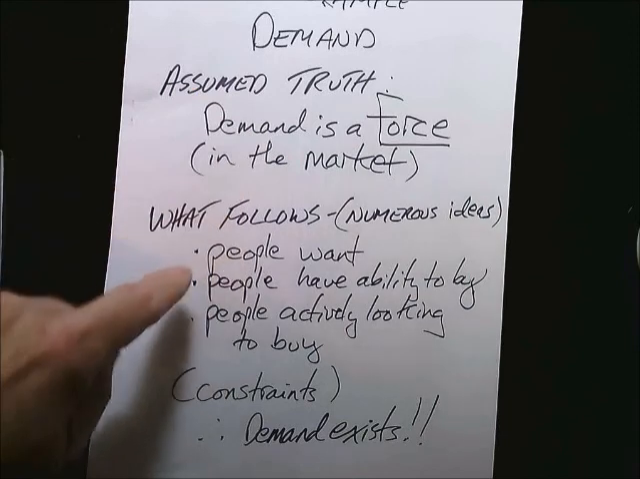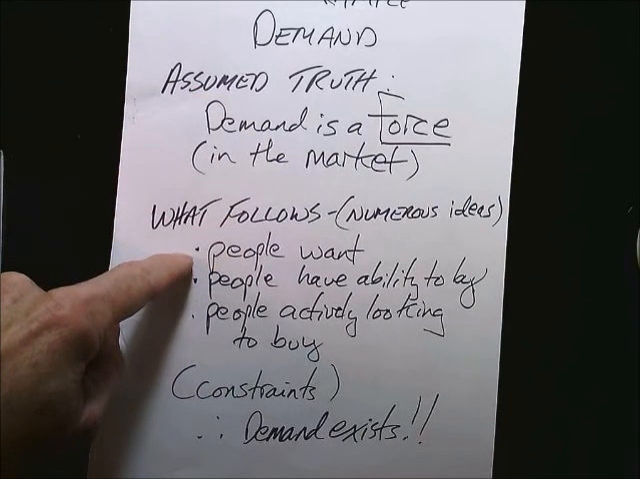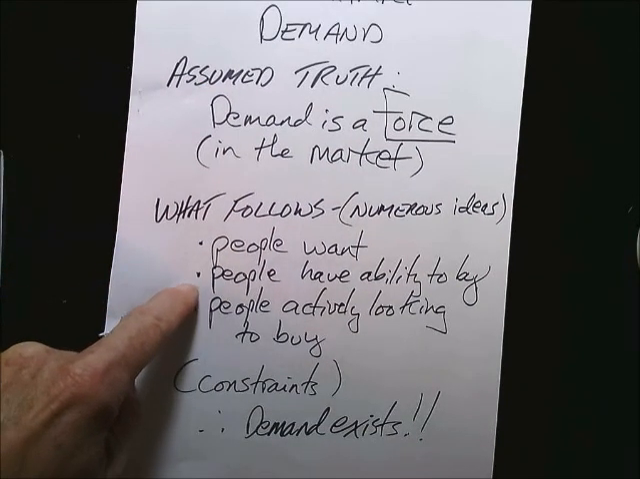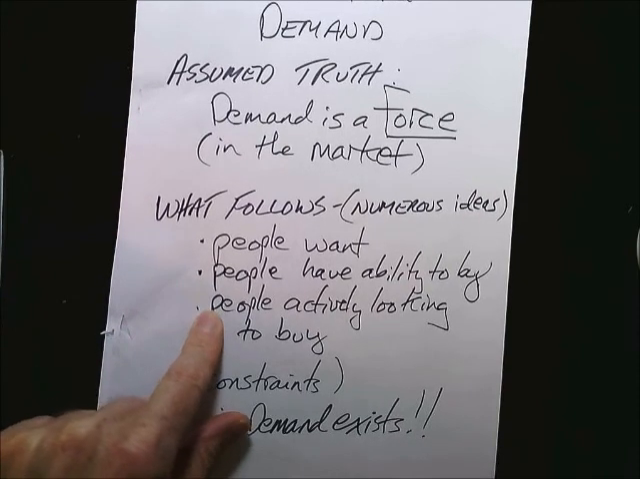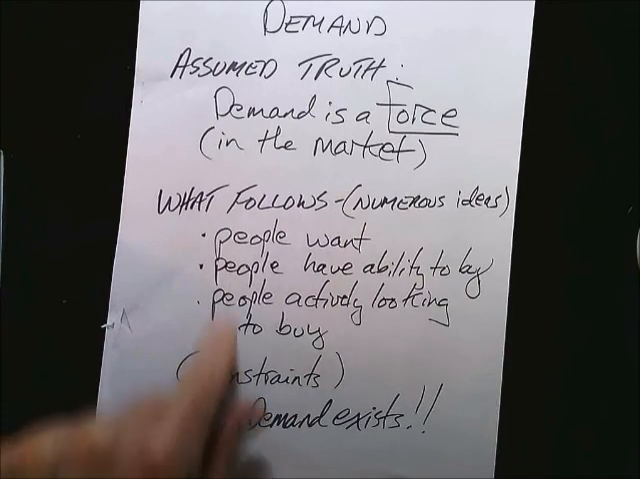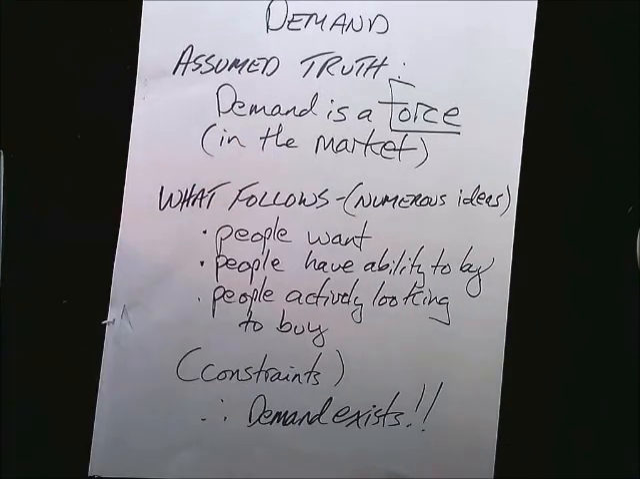the marketplace, is that there are people out there that want things. There are people out there that have the ability to buy things. And there are people actively looking to buy things. And if these conditions are true, then demand exists. Okay, that's kind of how this works.